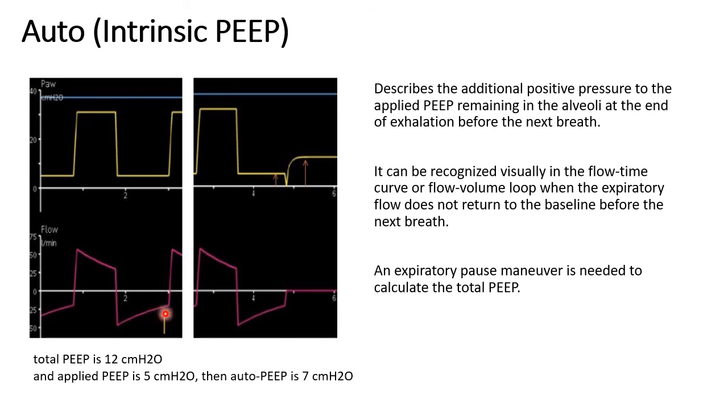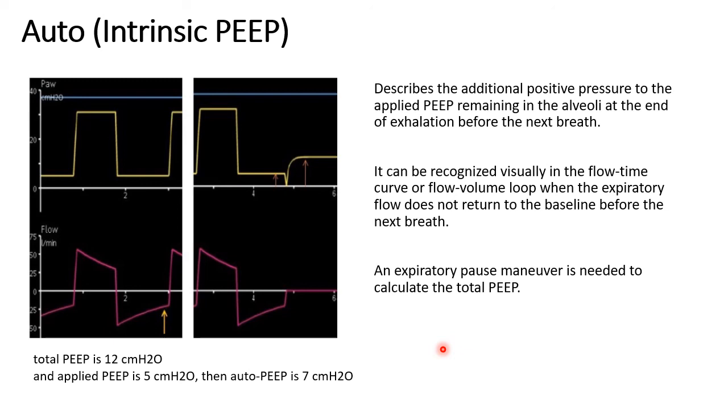How much is the auto PEEP? We have to apply the end expiratory pause maneuver, and you will notice that the airway pressure will go from here to here. So that big arrow, that's the total PEEP. So for example, if the total PEEP here is 10 and the applied PEEP is 5, the intrinsic PEEP is 5. And auto PEEP is very important because it can affect hemodynamics, can cause a lot of dyssynchronies and high patient effort and failure to trigger. So it has to be noted and corrected.